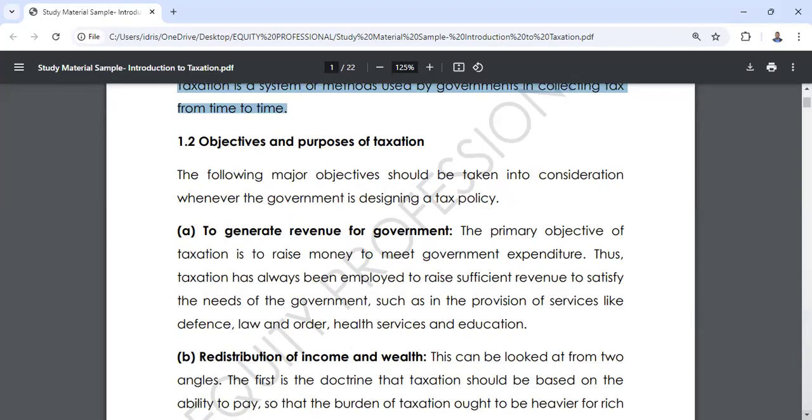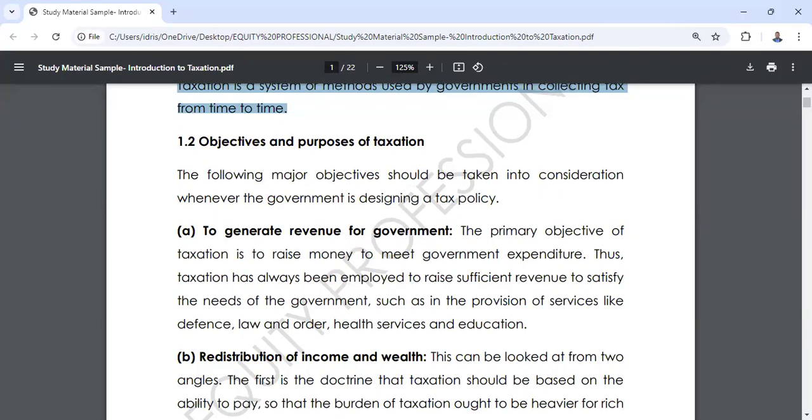One of the major sources of government revenue is tax collection. So government collects tax to raise money to meet government expenditure. Government has to pay salaries, construct roads, provide healthcare centers, and provide education. All these are to be provided with the use of funds. And how can government get funds? Through tax collection.